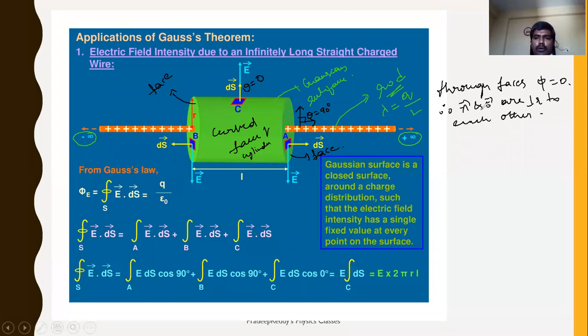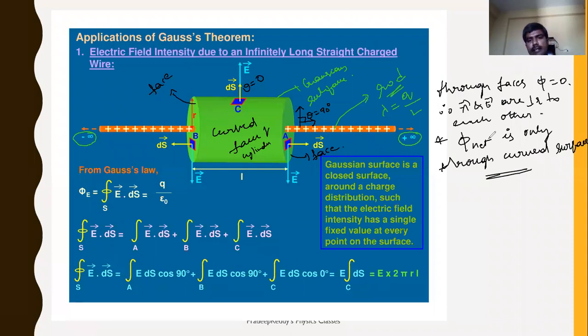Okay. Now total flux phi net is only through the curved surface. This is very important, you should understand. In the previous example, the curved surface's net flux is 0, and flux is passing through only the faces. But in this example, due to a rod, only through the curved surface we have a non-zero flux, and through the faces it is 0.